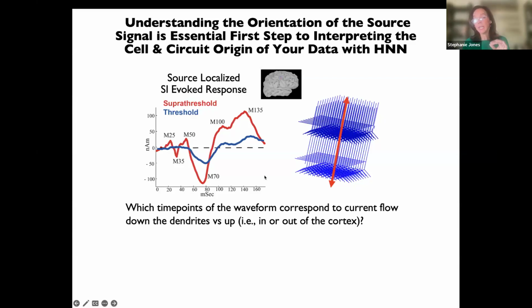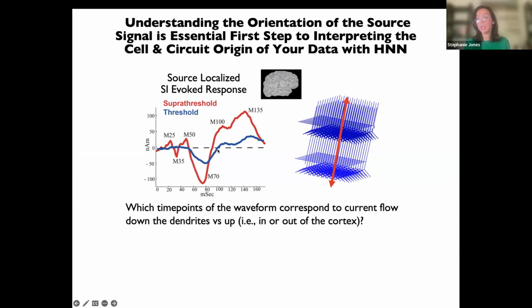Okay, so the first key thing is if we want to relate this current signal to the underlying cell and circuit level activity, we have to have a sense of what is a downward versus what is an upward current, right? In our signal. Is a downward current going down the dendrites, or does that reflect current flow up the dendrites? And so you want to know which time points of the waveform reflect current flow down and up, or in and out of the cortex, is another way to say this.